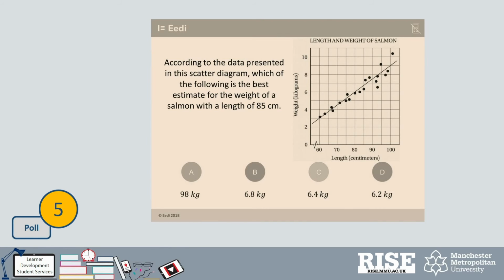Try these questions then. You'll have 5 seconds, but if you need longer, press pause and press play when you're ready for the answers. So I want to estimate the weight of a salmon with a length of 85 centimetres. So find 85 centimetres on the x-axis, read up and read across. I'd estimate that to be roughly about 6.8 kilograms, looking at the numbers I'm given as my answers, because I can see it's nearly 7.